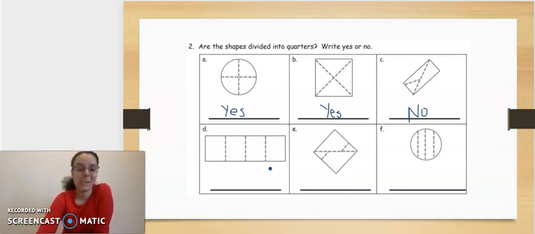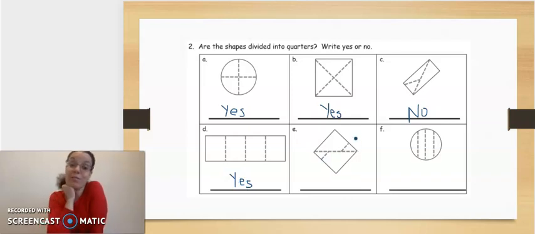How about this? Is this rectangle broken into quarters? Does it have 4 pieces? Are they the same size? Are they the same shape? Yes. How about this diamond? Does it have 4 pieces? Yeah, it does. 1, 2, 3, 4. So yeah, it's broken into quarters, right?